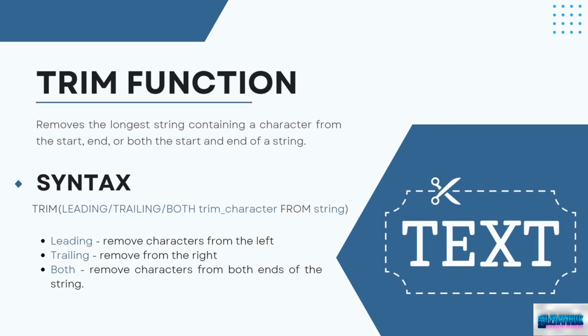In this function, you need to specify which part you want to trim first. Use leading to remove characters from the left, trailing to remove from the right, or both to remove characters from both ends of the string. Trim_character is the set of characters to remove. If no characters are indicated, it will trim spaces, while string is the text expression or field to trim from.